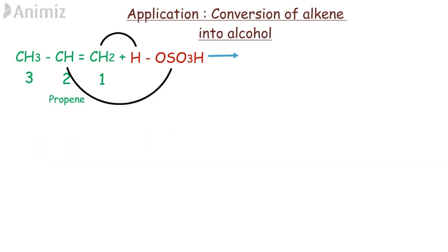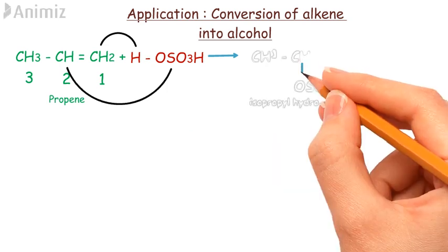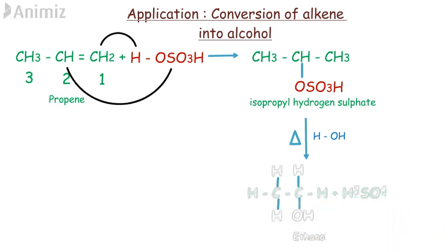In this reagent, OSO3H is a negative part, so it will attach to the second carbon atom and hydrogen will attach to the first carbon atom of propene according to Markovnikov's rule. So it will give isopropyl hydrogen sulfate. And then this isopropyl hydrogen sulfate is diluted with water and heated, then propan-2-ol will form. This is an excellent method for the large scale manufacture of alcohols.